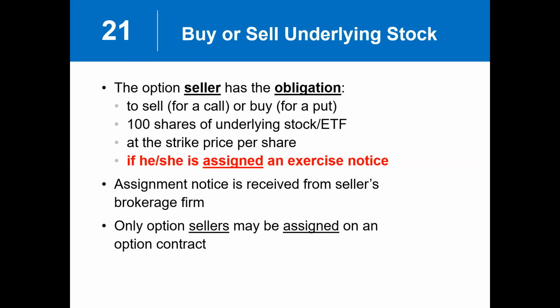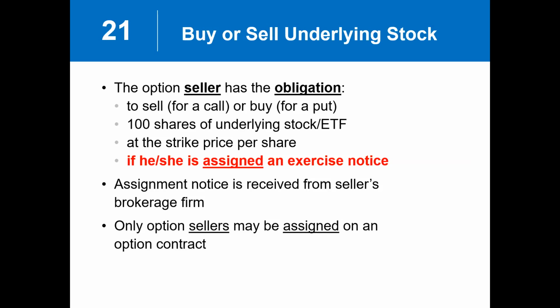Option sellers take on that obligation, and that obligation is potentially to sell the underlying if you've sold a call, or to buy the underlying if you've sold a put, 100 shares for each contract at the strike price if you're assigned. An assignment is when that option that you're short has value or is in the money at expiration. That's when you get assigned.